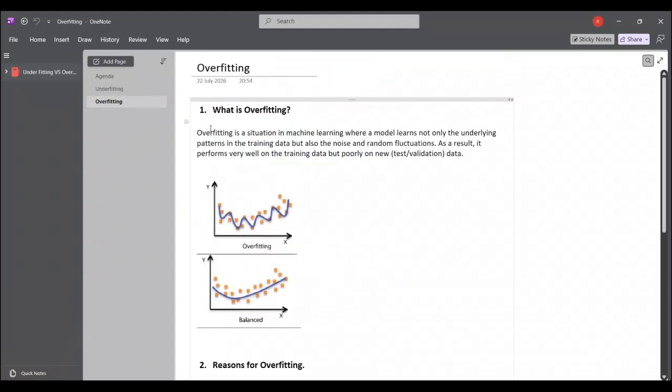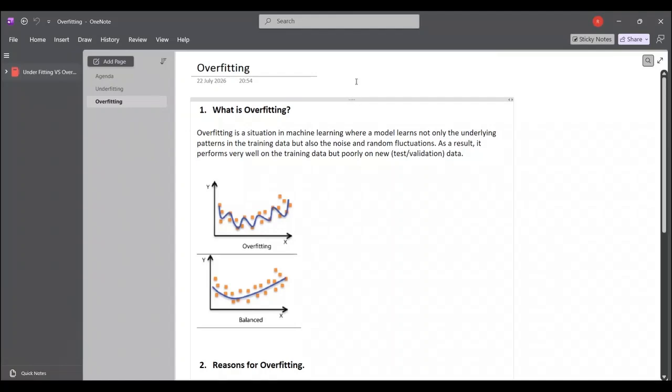Overfitting occurs when a machine learning model learns not only the useful patterns in the training data, but also the random noise and unnecessary details. Instead of learning general rules, the model memorizes the training data. As a result, the model performs extremely well on the training dataset, but fails when it encounters new, unseen data.